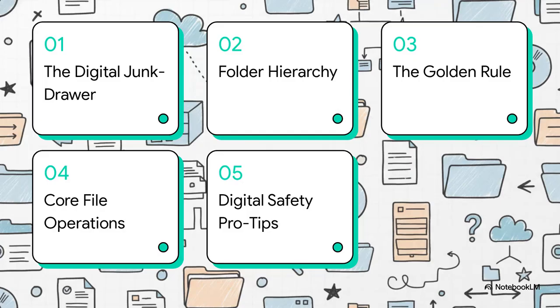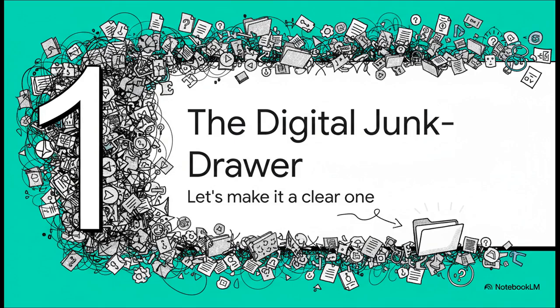Okay, here's our game plan, our 5-step roadmap to digital mastery. We're going to escape the digital junk drawer, build a proper folder hierarchy, create a golden rule for naming files, master a few core operations, and then wrap up with some absolutely essential pro tips for safety. Let's dive in.